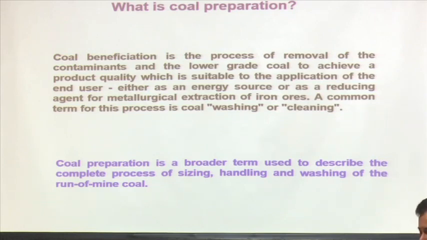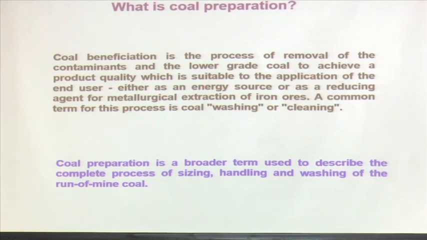Now, coal preparation, I will start with coal beneficiation. It is the process of removal of the contaminants. So, what do I have to do? First, I have to know for whom I have to process this coal. Who is my client, what are their specifications, what are their requirements. Then I have to know what the contaminants in my coal are, what materials I have to separate from that entire assemblage. Okay. Then we decide what type of technique we will be using, and upgrade the lower grade coal to achieve a product quality suitable for the application of the end user.